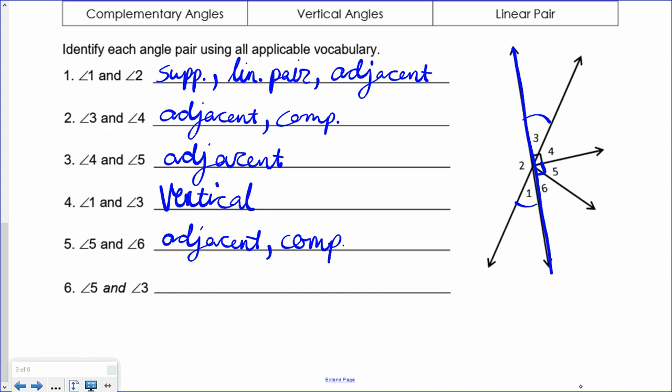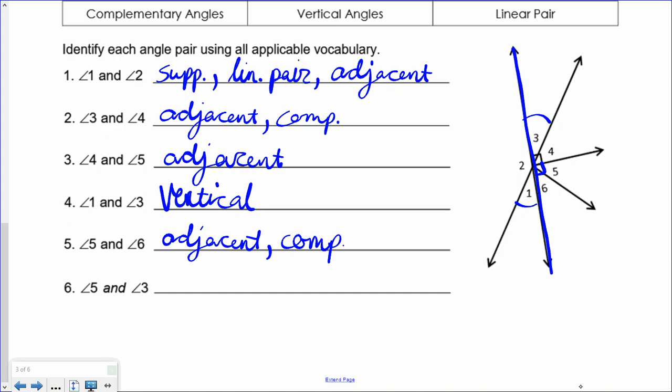All right, what about 5 and 3? Can we rule out any? What can we rule out? We can rule out adjacent. What else? We can rule out vertical because they're not opposite each other. Do we have any proof for supplementary? No, because they're both acute. You can't add acute angles to get 180.